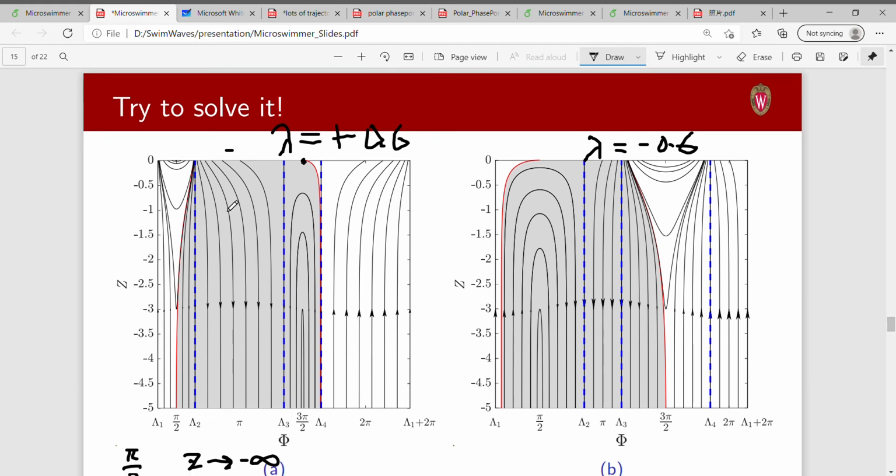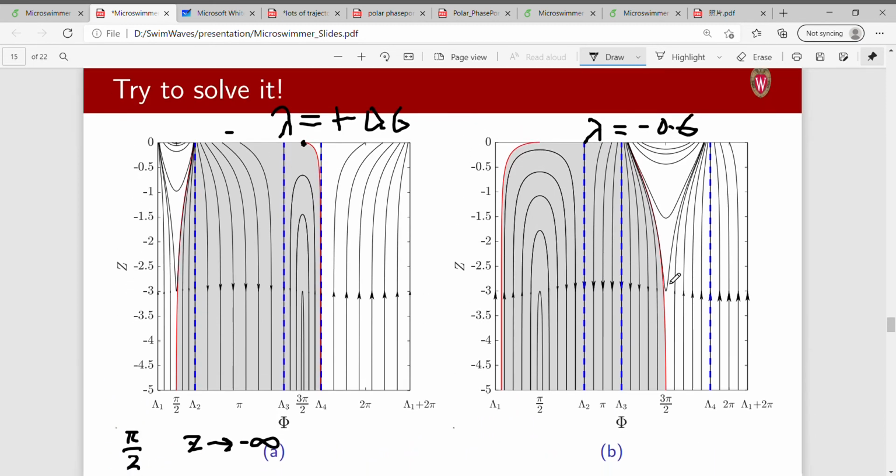Okay, and for positive lambda, which is the prolate swimmers, the cusp is in the first region, in region 1. And for the oblate microswimmer, this cusp will be in region 3. Okay, and here it's also the same. The microswimmer can go somewhere slightly above the red curve and go very, very deep, and then still manage to come back to the surface. Okay.